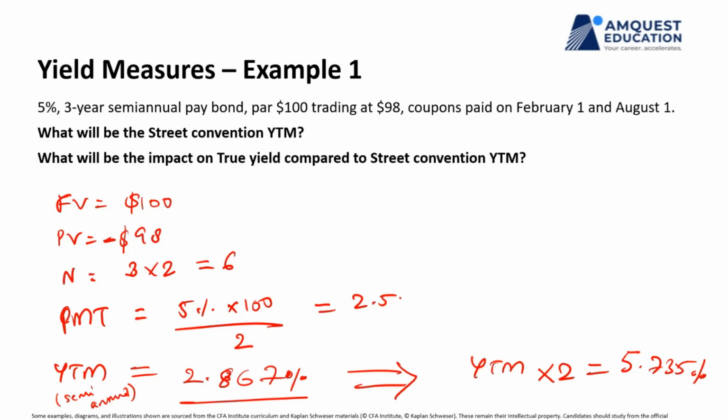Let me know if there's an issue here, concerns. And what will be the impact on true yield compared to street convention YTM? You don't have to calculate it. But we do realize that if it is a true yield, you have to check if February 1 and August 1 are holidays, right? And if they are holidays, depending on if the year has been given to you, but let's assume they are holidays, the true yield we have already said will be less than your street convention YTM. So the impact will be true yield is less than street convention YTM.